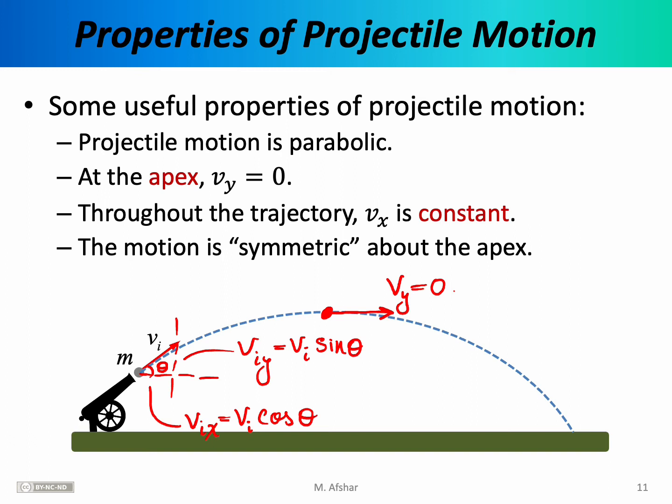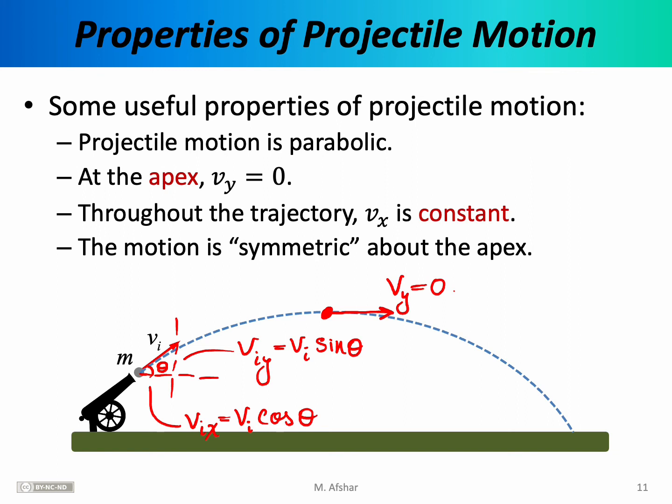Also note that throughout the trajectory, v sub x is constant. V sub x is constant because the acceleration in the x direction is 0. When the acceleration is 0, the velocity doesn't change. Specifically, the x acceleration is 0, so the x velocity must be constant.